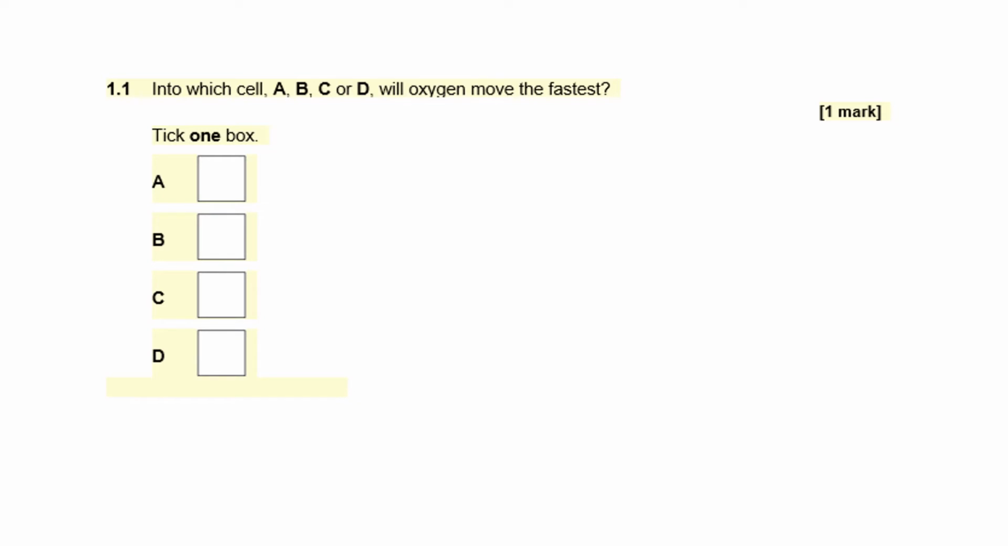So the question asks, into which cell, A, B, C or D, will oxygen move the fastest? So it's going to be A, because the other ones, they're either moving out or they're going at an equal rate. So the answer to this question is A.